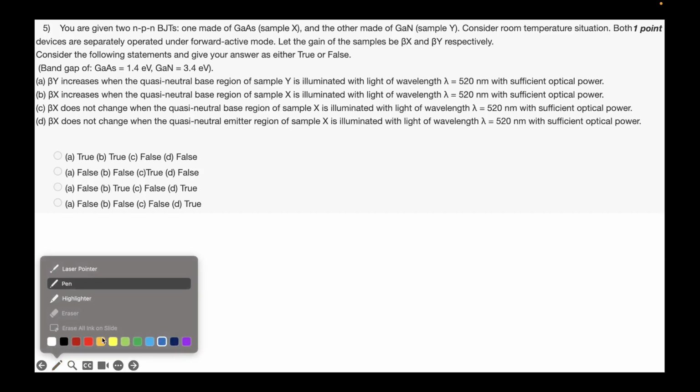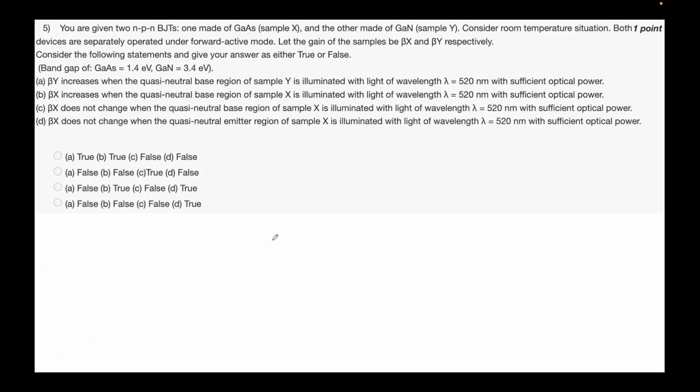Okay, so I think I should have one or two more problems. I have 10 minutes, so I think we should be good. You are given two NPN BJTs, one made of gallium arsenide, known as sample X, and another of gallium nitride, sample Y. Both are NPN. Consider the room temperature situation. Devices are separately operated under forward active mode. The current gain of the samples, that is I_C upon I_B, for both of them has been given.